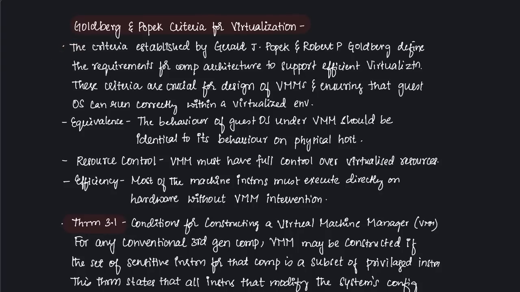The criteria established by Popek and Goldberg define the requirements for computer architecture to support efficient virtualization. These two were the scientists who invented these three theorems, and they designed the requirements for computer architecture to support proper virtualization to happen. These criteria are crucial for designing the virtual machine managers or hypervisors and ensuring that guest operating systems can run correctly within the provided virtualized environment.